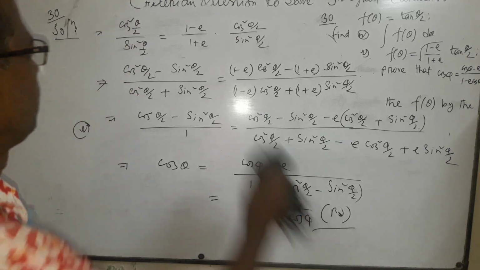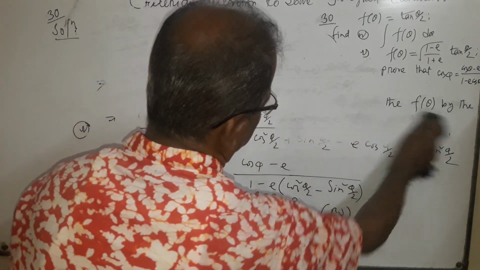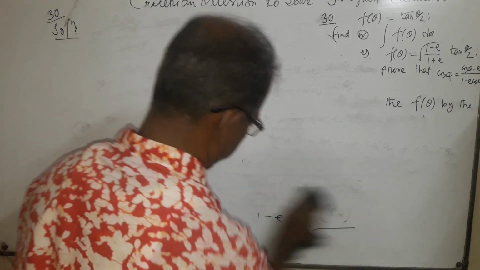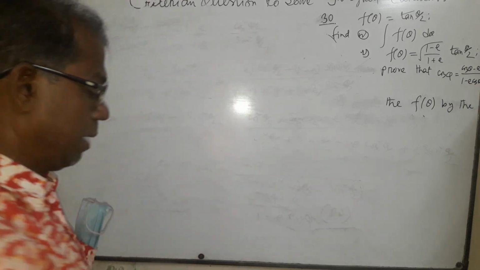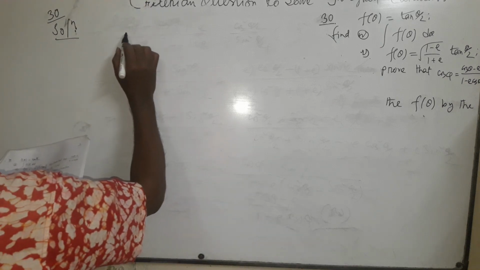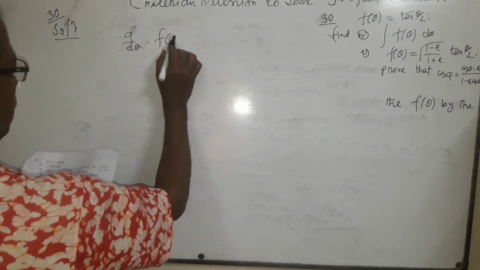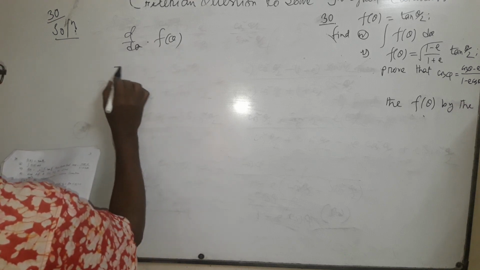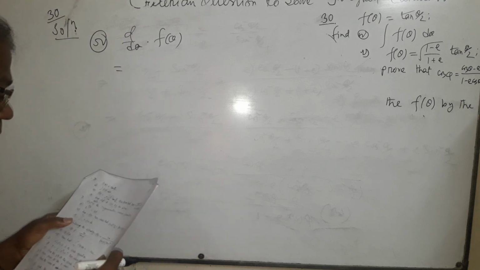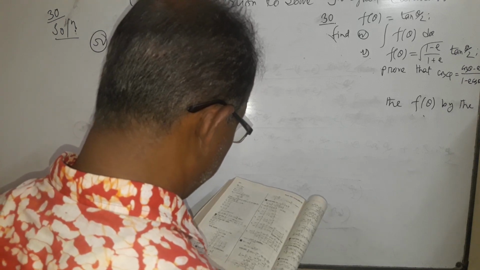Well, thank you. And the next one. Number go means find the differentiative of theta. d d theta into f of theta. Number go. Find the differentiative of theta by the limit.